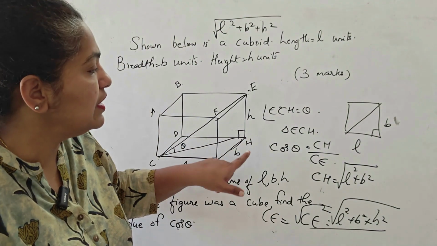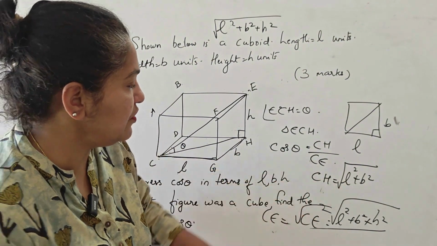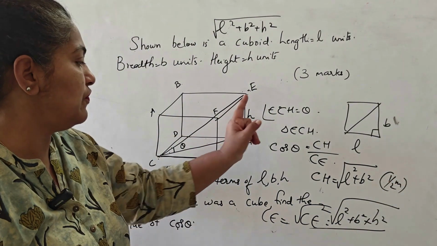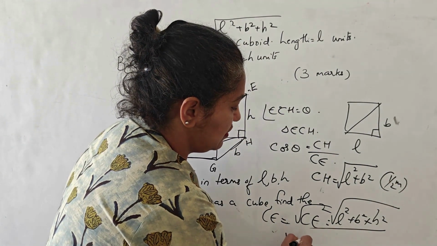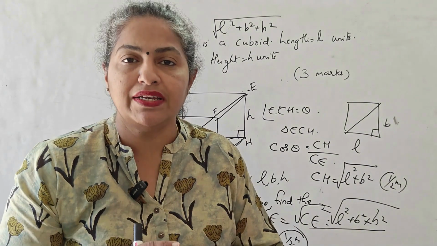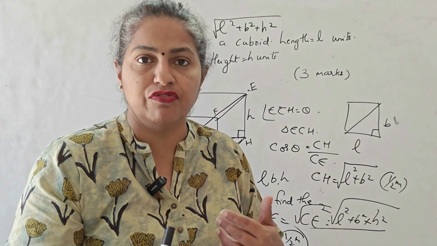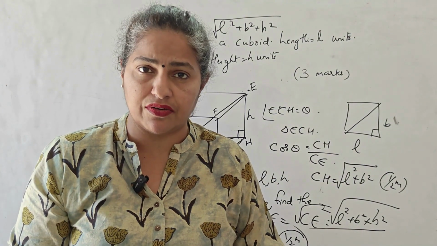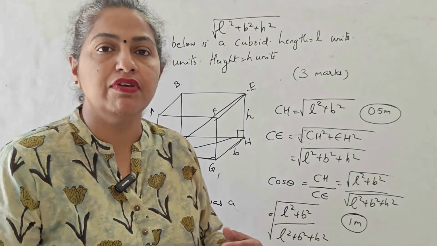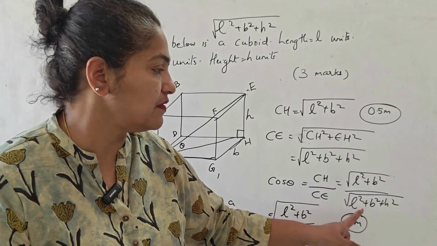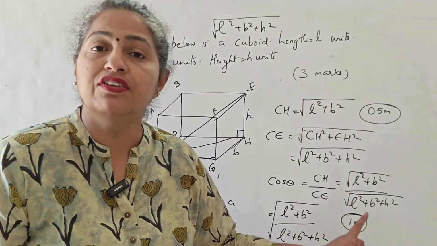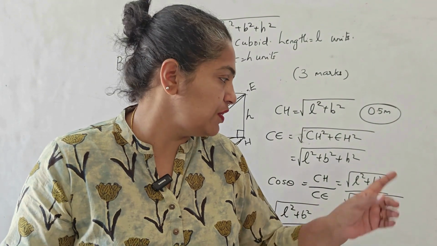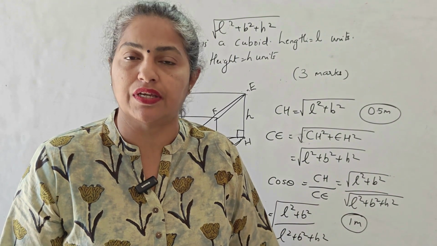Now, for finding out the measure of CH, you will get half mark, and for finding out the length of CE, you get half a mark. Now let us see the following steps which we need to arrive at the value of cos theta and see how the mark is divided. Cos theta is CH by CE, we have already seen that, and this is the ratio. For that, you will get 1 mark for writing down cos theta is equal to adjacent side by hypotenuse and applying the values over here.